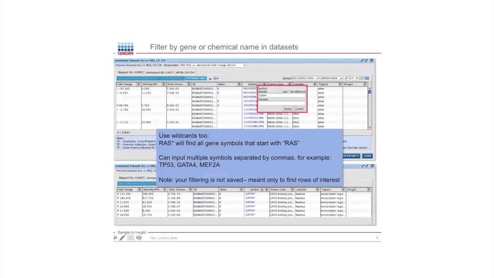And just to note, it's not a filtered data set. You're not trying to save this data set. It's really a quick way to find rows of interest to then add to a pathway, or to just look at the expression values for those genes of interest in your data set.